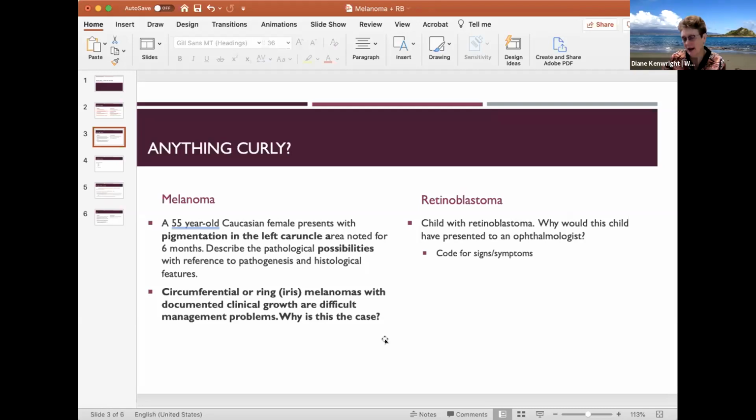Iris melanomas are a little bit different from other uveal melanomas, and it's worth learning a couple of points about them that distinguish them from your standard choroidal melanoma, like the blandness.